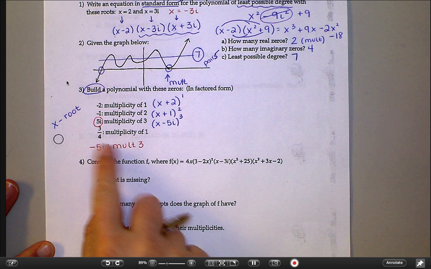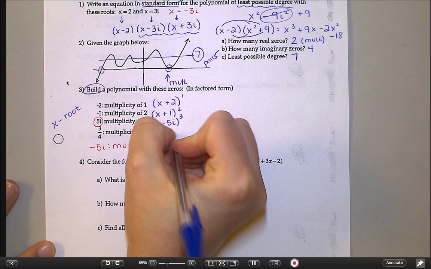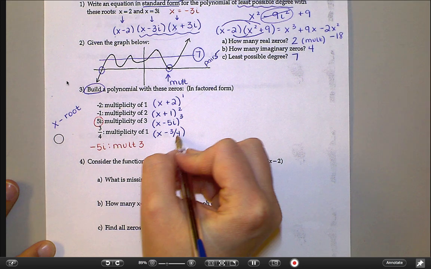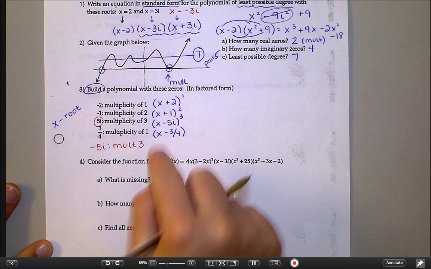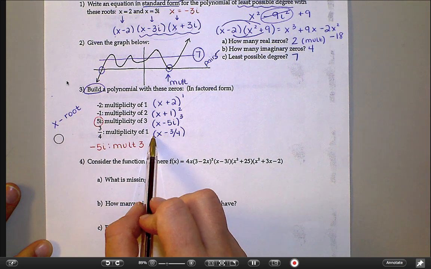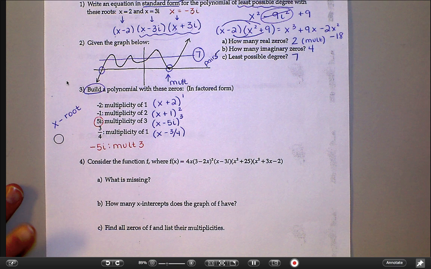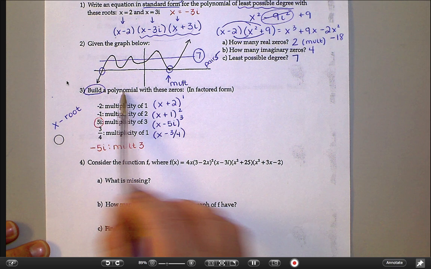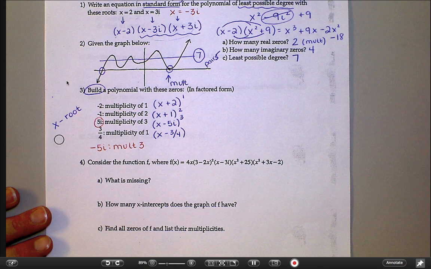x minus 3/4, we could write that as x minus 3/4 if we want to, or we could swing that 4 over and make it 4x minus 3. Either one's okay with me. And that one just has a multiplicity of 1. The reason it's okay to leave this like this is because we're not being told that we're trying to match something else. We're not worried about getting a leading coefficient of 4 in there or anything like that. So that's why it's okay to do this either way. There's actually more than one polynomial that would have these zeros. This just wants me to build one, so I'm choosing to go this route.